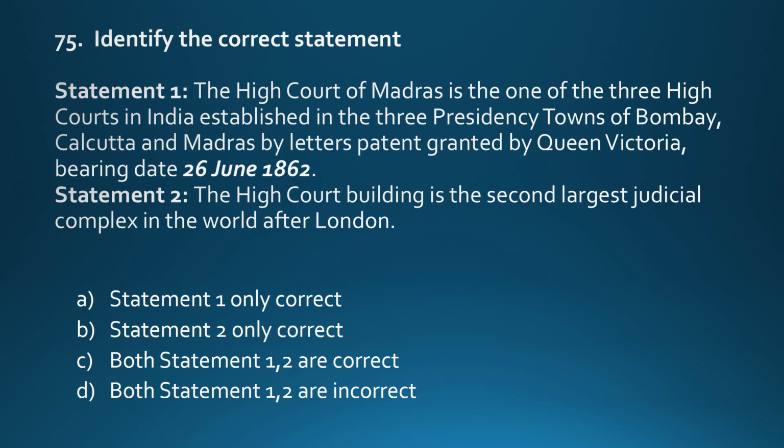Question number 75. Identify the correct statement. Statement 1. The High Court of Madras is one of the three High Courts in India established in the three presidency towns of Bombay, Calcutta and Madras by letters patent granted by Queen Victoria bearing date 26 June 1862. Statement 2. The High Court building is the second largest judicial complex in the world after London.